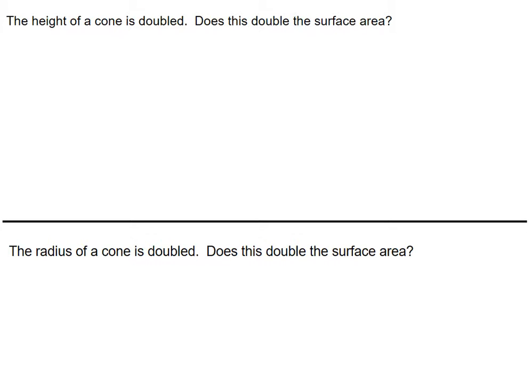If the height of a cone is doubled, does this double the surface area? Okay, so we know that we have a cone and we have a radius and we have a height. And we want to know, does it double the surface area? So the formula for surface area is pi r squared plus pi r s. Okay, so why don't we do an actual hands-on example?